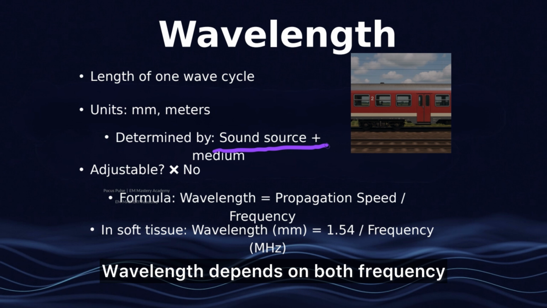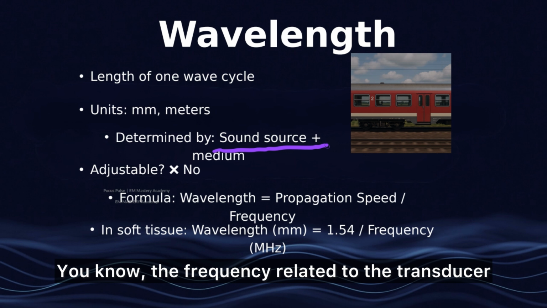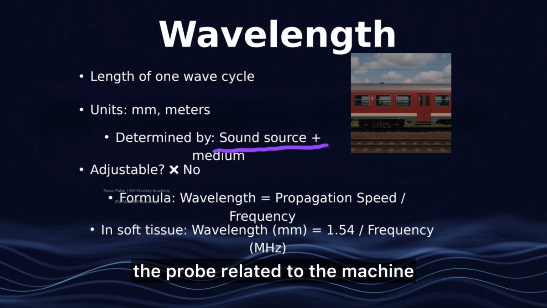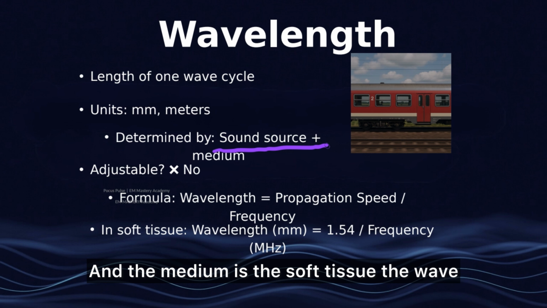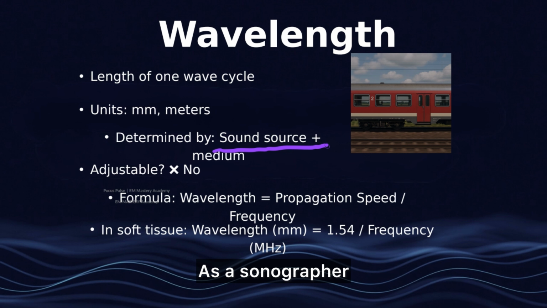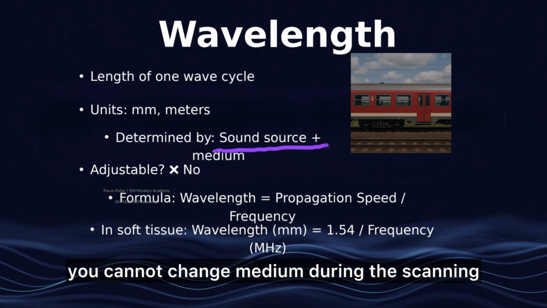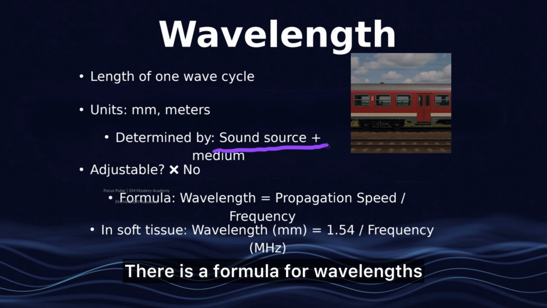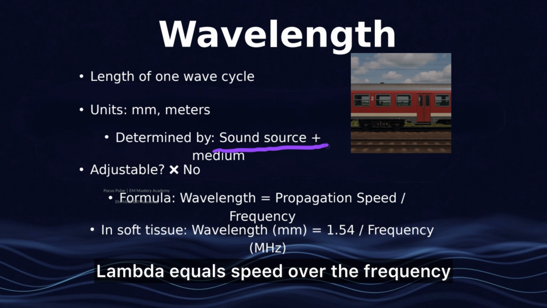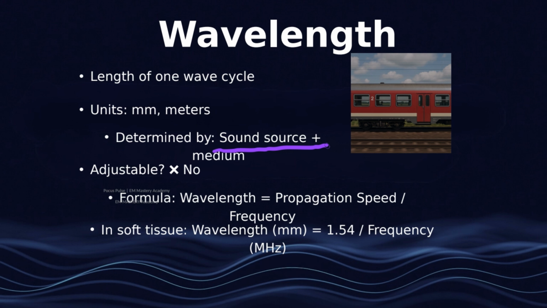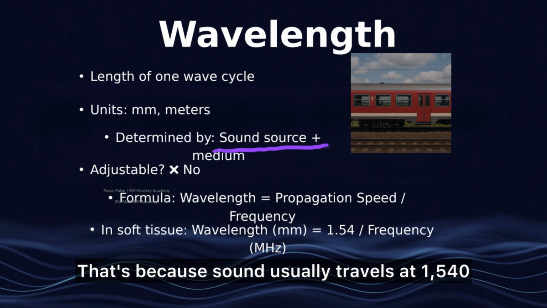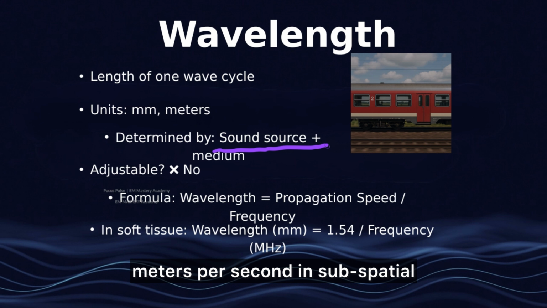Wavelength depends on both frequency and the medium. You know, the frequency is related to the transducer, the probe, the machine. And the medium is the soft tissue the wave is moving through. As a sonographer, we cannot change wavelength directly, as we cannot change the frequency, and you cannot change the medium during the scanning. There is a formula for wavelength that you need to remember. Lambda equals speed over frequency. In soft tissue, we have a shortcut. Wavelength equals 1.54 over the frequency. That's because sound usually travels at 1,540 meters per second in soft tissue. So it is a shortcut formula that we need to remember.